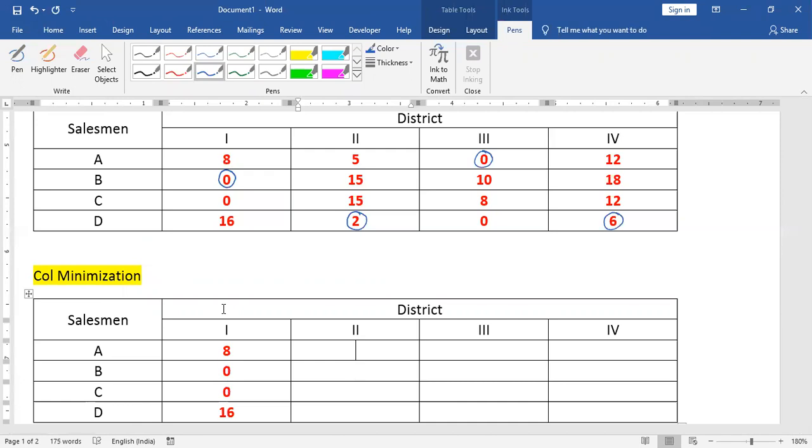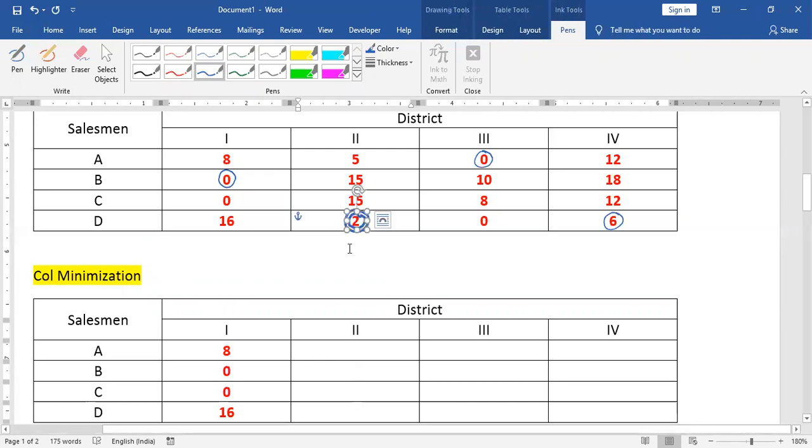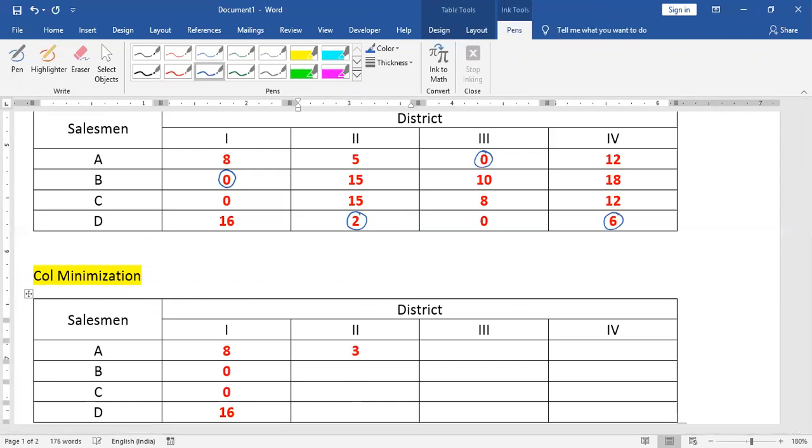In the second column, the minimum value is 2. So what we will do, subtract 2 from the second column. So 5 minus 2 is 3, 15 minus 2 is 13, 15 minus 2 is 13, and 2 minus 2 is 0.